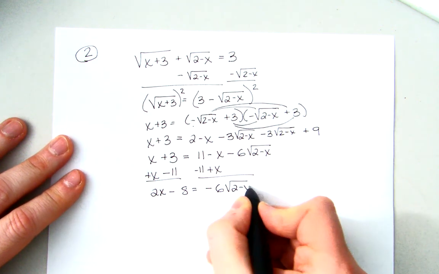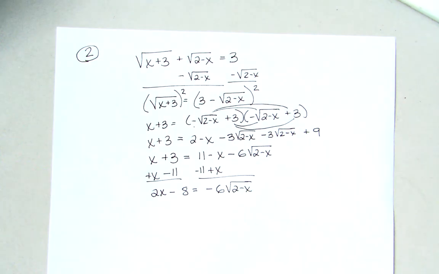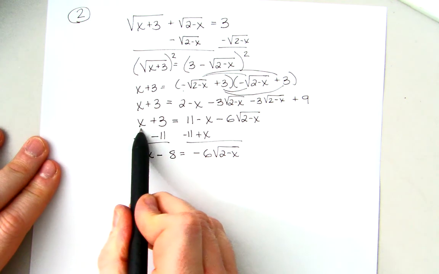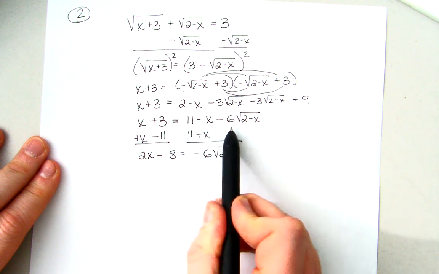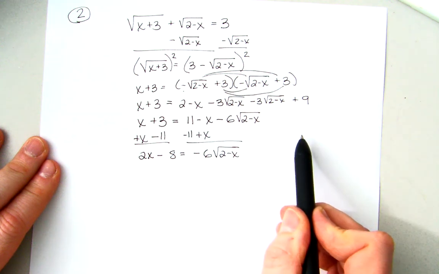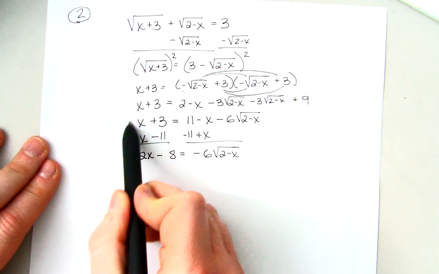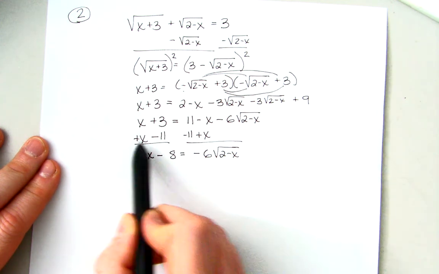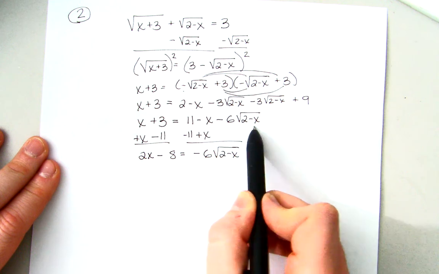Again, I would like you solving this equation right now. Are you okay with x + 3 = 11 - x - 6 root (2 - x)? Do you have that line? Yeah. Okay, so then I'm going to add x to both sides and subtract 11 from both sides so I can get this root by itself.